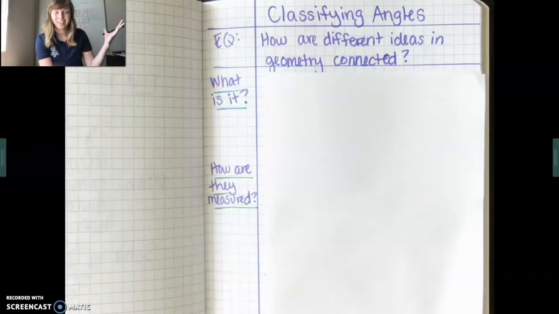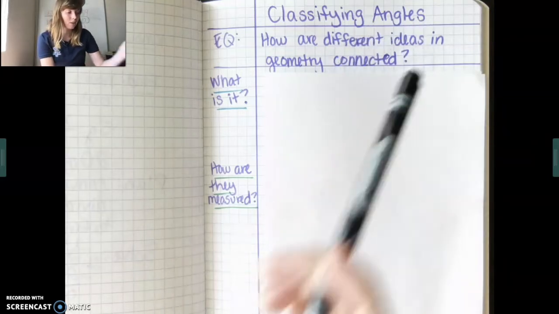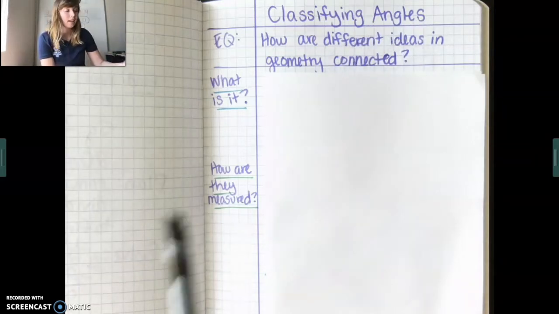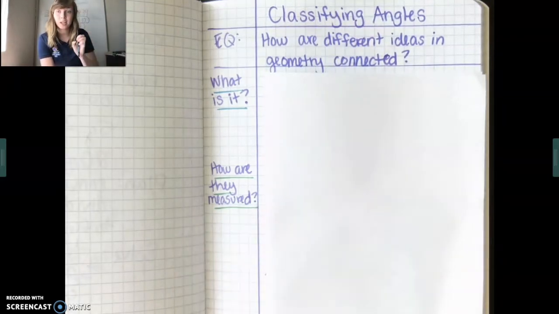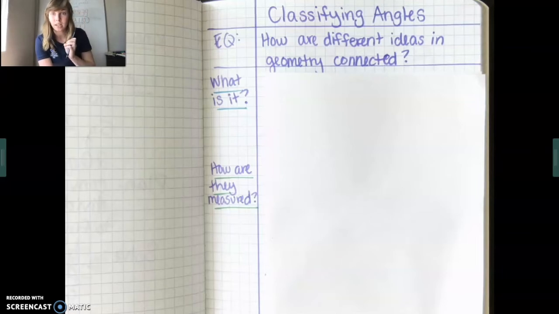Here we are, the Classifying Angles notes. Classifying angles is what we're going over today. Classifying means putting things into categories, figuring out what something is called and why it is called that name. That's classifying something, and we're doing that with angles. Our essential question today is, how are different ideas in geometry connected?